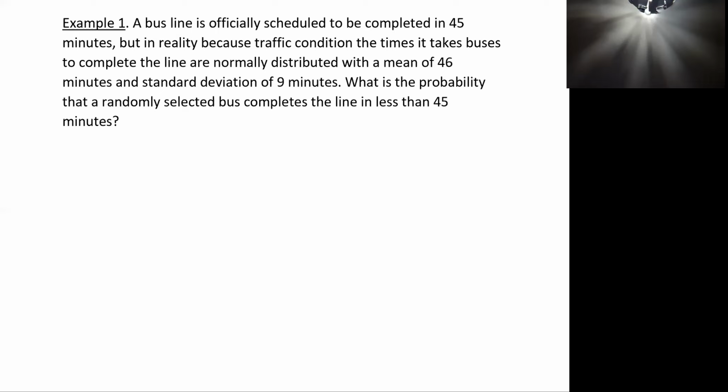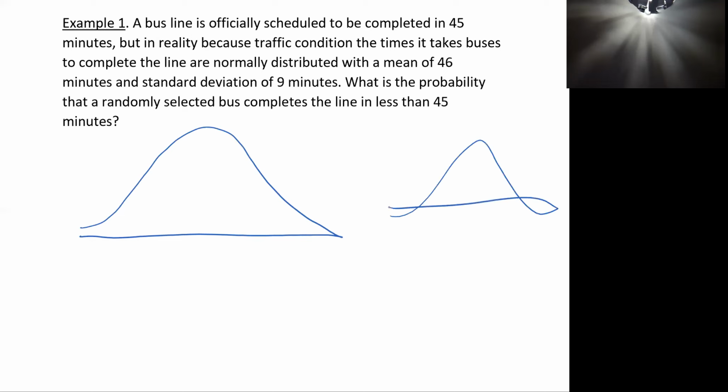All right, so in this problem, again, the bus line is officially scheduled, and so on, normally distributed with a mean of 46 and standard deviation of 9. So normal distribution, I'm going to draw a normal curve. Now, it doesn't have to look nice. I could draw the ugliest looking normal curve ever. Sometimes I actually draw a hump, like a semicircle, and it works just fine.